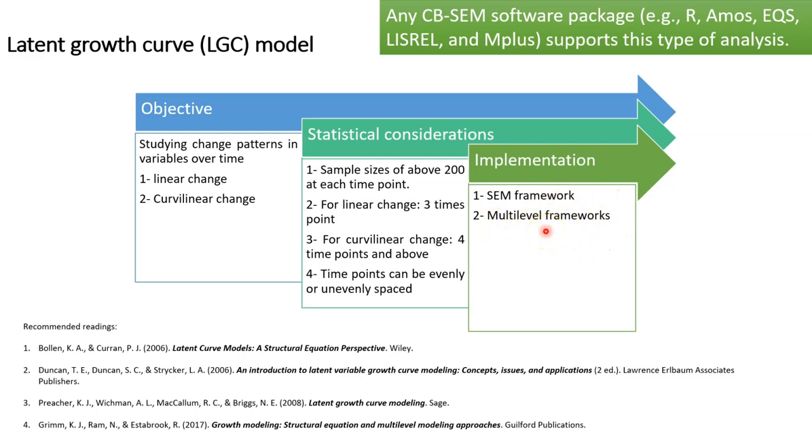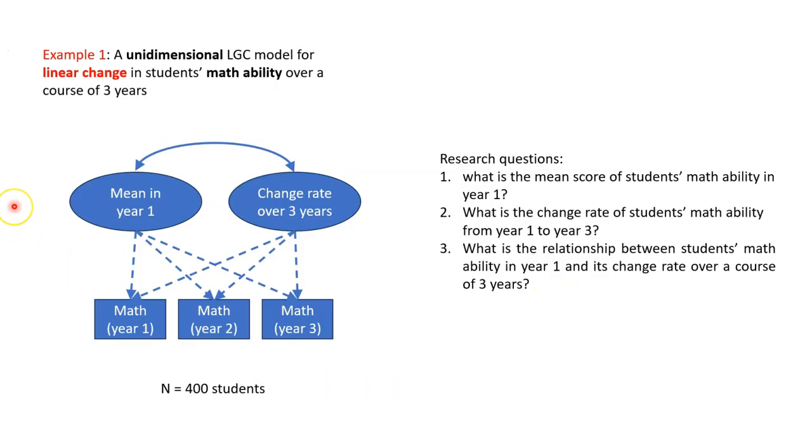Now I'm going to show you a few examples of LGC modeling in the context of structural equation modeling. So this is the first example, and in fact the most basic type of LGC model. And here in this example, we are focusing on 400 students, and we would like to study the change pattern in math ability of these 400 students from year 1 to year 3. So you can see that data have been collected at 3 time points.